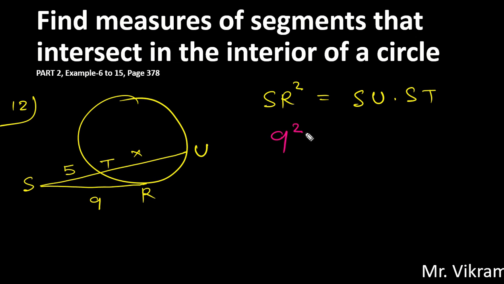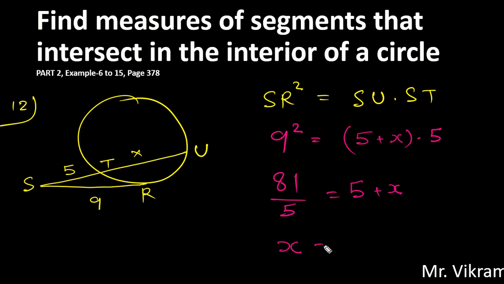So that will be 9 squared is equal to SU, which will be 5 plus x, times 5. Okay, now you can just simply solve this. 81 divided by 5 is equal to 5 plus x. Keep this in your calculator and you will get your answer. So check what is your answer by yourself. Okay, no need to explain further.